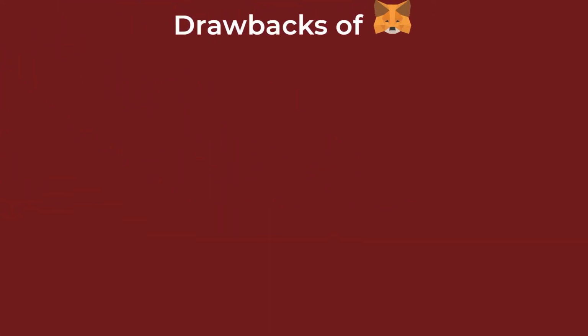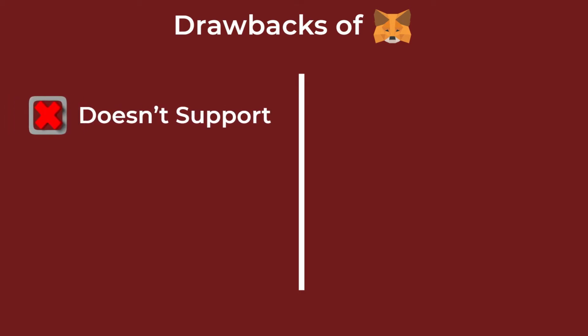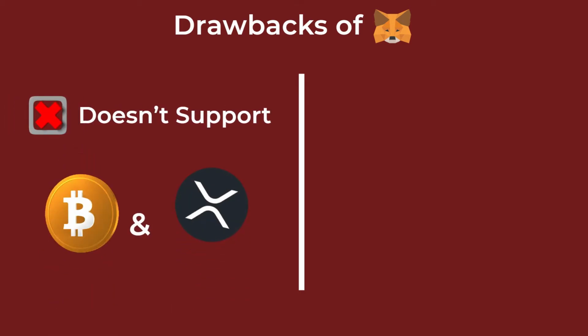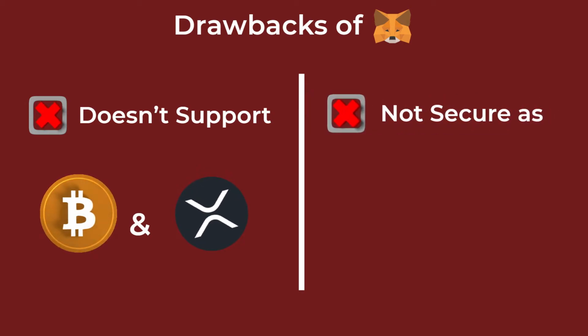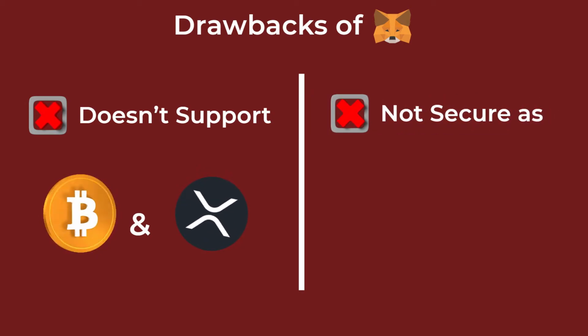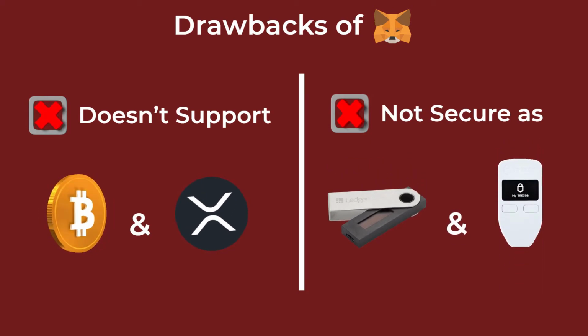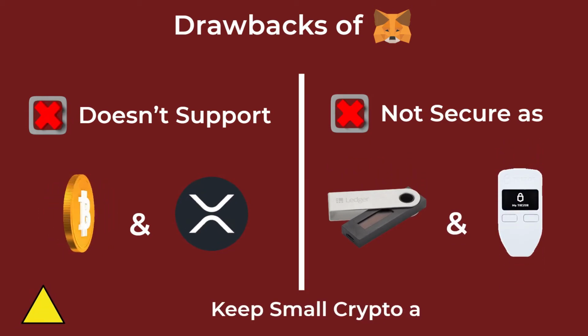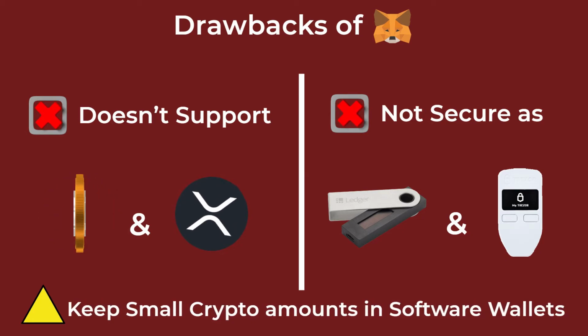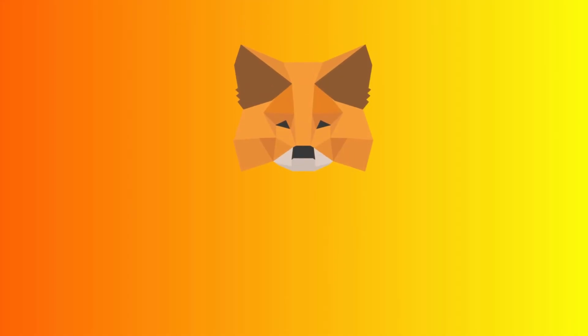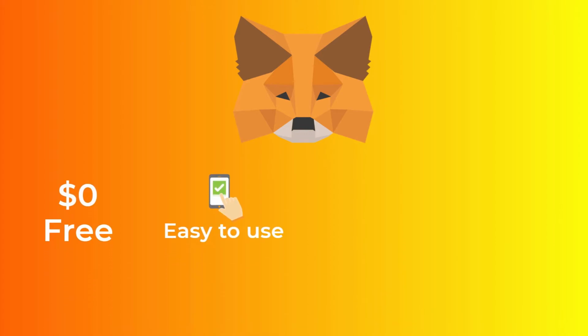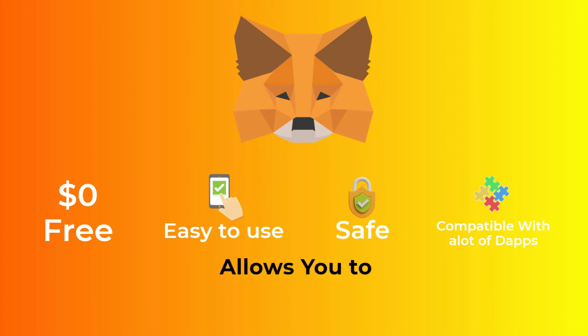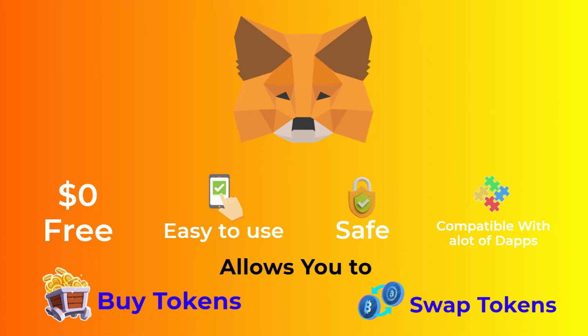So, what are the drawbacks of using MetaMask? Well, it doesn't have many, other than that it doesn't support some cryptos like Bitcoin and XRP. Also, just like any software wallet, it is not as secure as hardware wallets like the Ledger or Trezor. So, it is usually recommended to keep only small amounts in software wallets. Other than that, nothing else. It is free and easy to use. It is safe, compatible with a lot of decentralized applications, and allows you to directly buy and swap tokens. So it is used today by more than 21 million users.